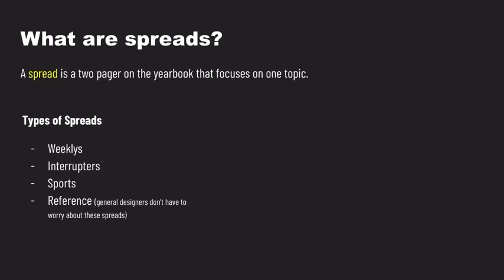Presentation on general information of spreads. So what are spreads? A spread is a 2-pager on a yearbook that focuses mainly on one topic. There are generally 4 types of spreads: weeklies, interrupters, sports, and reference, but general designers only have to worry about the first 3.